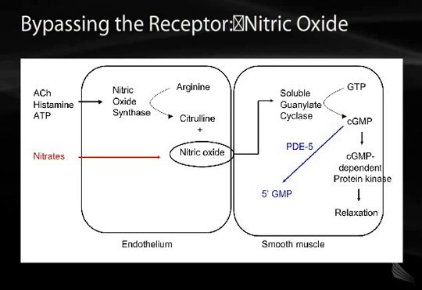Another important clinical correlation here is the fact that PDE type 5, this is a phosphodiesterase as described earlier, will break down cyclic GMP into 5' GMP. This is the main target of drugs for erectile dysfunction. By blocking PDE5, one will cause more smooth muscle relaxation, and therefore this will treat erectile dysfunction. This also indicates the interaction between drugs like nitrates and drugs for erectile dysfunction and why they are contraindicated to be taken simultaneously.